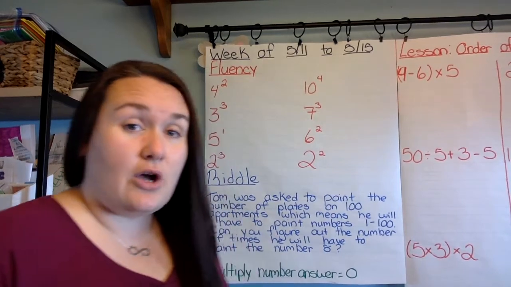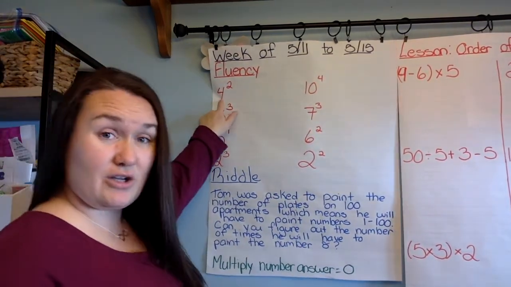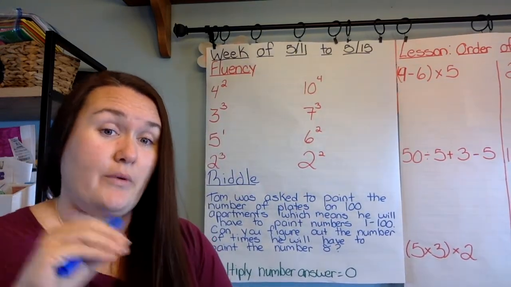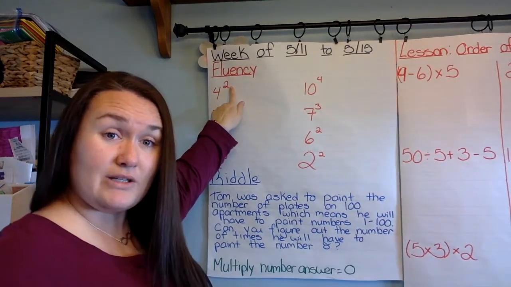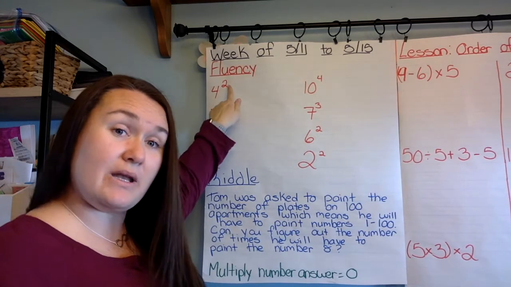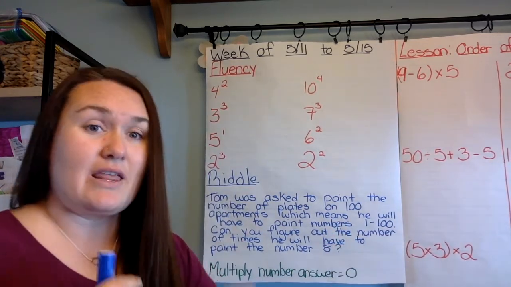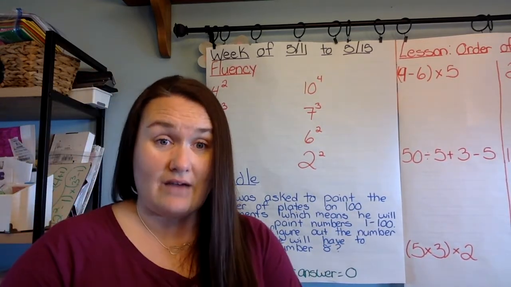I want to go back over the vocabulary one more time. The number down here, in this case, the 4, is going to be your base. That is the number that you are going to be multiplying out. The small number up here in the corner is called the exponent or the power. That tells you how many times to multiply this number out. I'm going to write it out first, and then we're going to solve it. Eventually, you'll get to the point where you can just solve it.